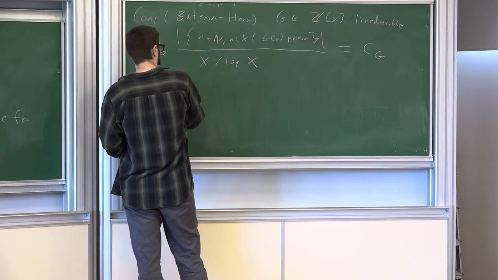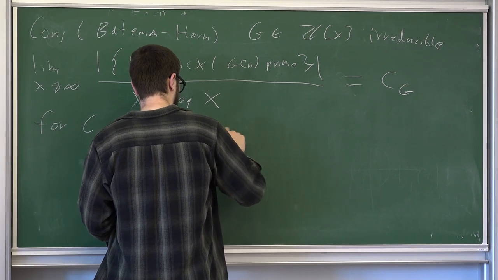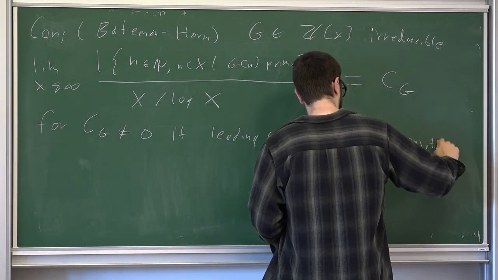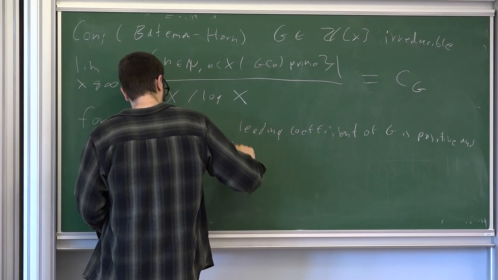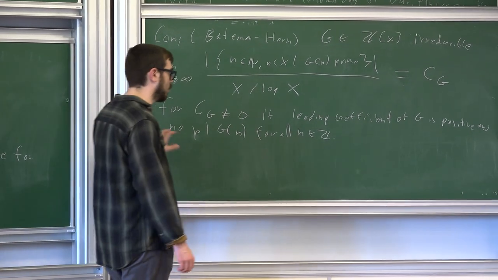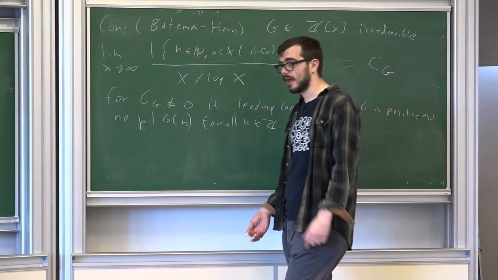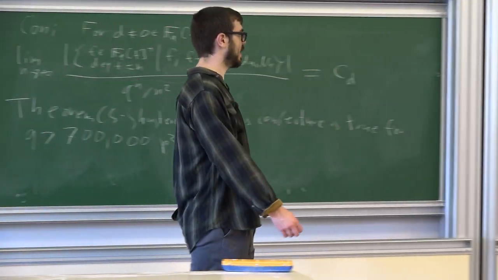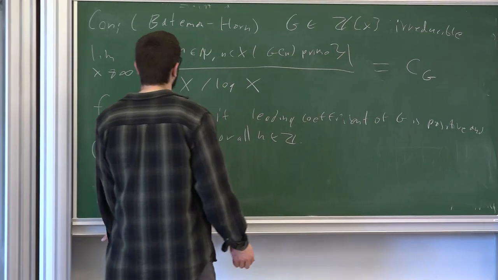So here c_g is not zero if the leading coefficient of g is positive, and no prime p divides g of n for all n in Z. So unless there's some kind of obstruction to getting infinitely many primes, assuming the first condition is only an obstruction if you don't count negative numbers as primes, then you should get infinitely many primes under this conjecture. And I can explain the formulas for any of these constants if anybody wants to know how you write it down. They're all based on the same principle.